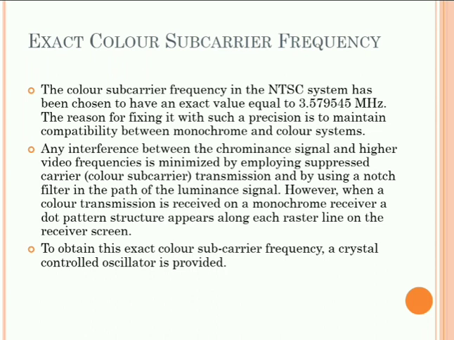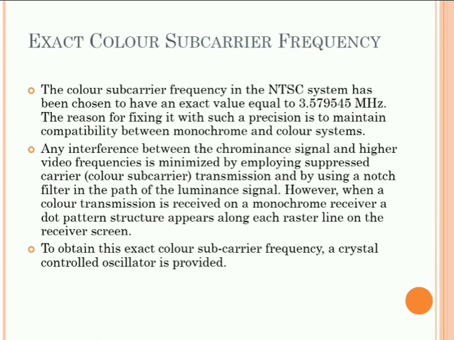Exact color subcarrier frequency. We have seen in that block diagram there is a subcarrier oscillator. That subcarrier oscillator produces a subcarrier frequency. What is the exact color subcarrier frequency? We will see now what that frequency actually is. The color subcarrier frequency in the NTSC system has been chosen to have an exact value equal to 3.579545 megahertz. This is the subcarrier frequency value.